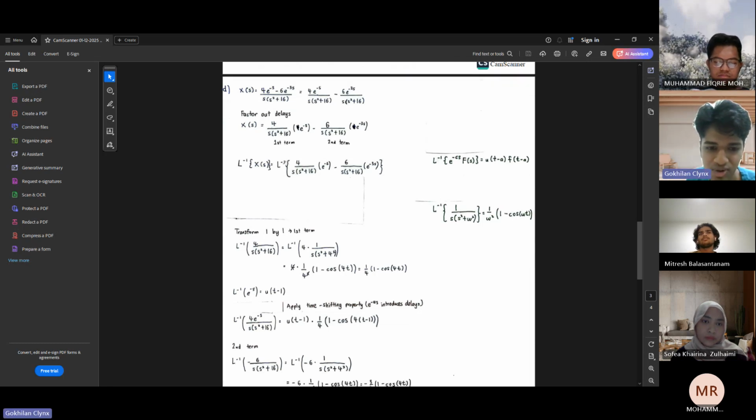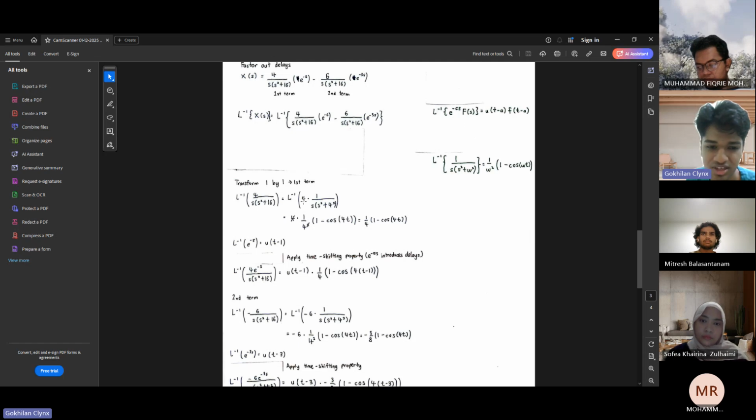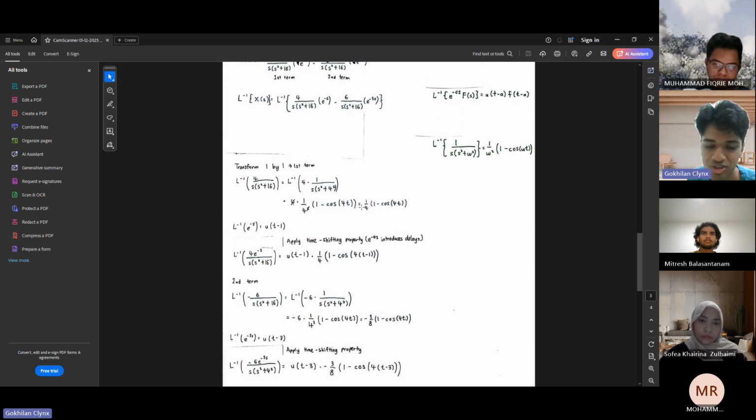And then we take the inverse Laplace transform of the non-delay part first. The inverse Laplace transform of 1 over s(s² + ω²) is equal to 1 over ω² times (1 minus cos ωt). So we factor out the 4 first, and then we apply the inverse Laplace transform, and then we multiply by 4 back. So we get 1/4 (1 minus cos 4t).